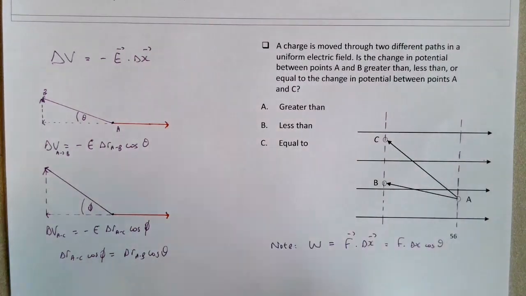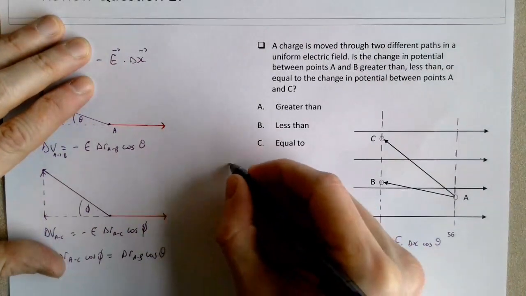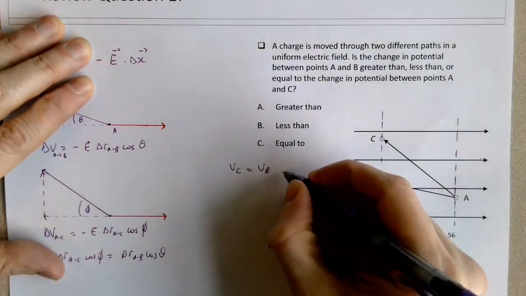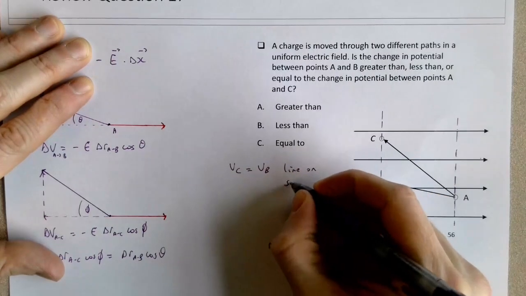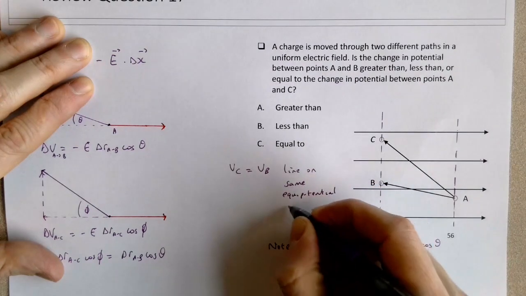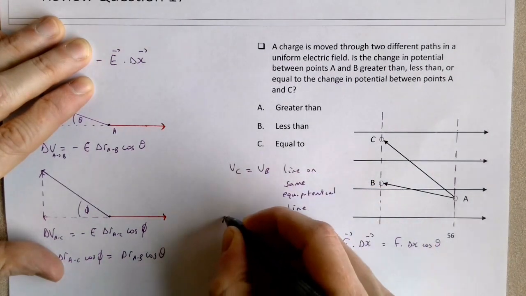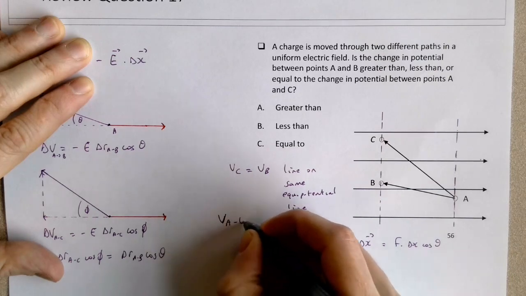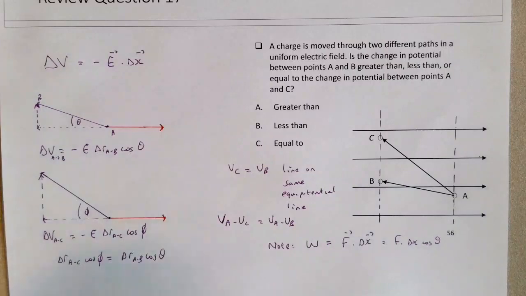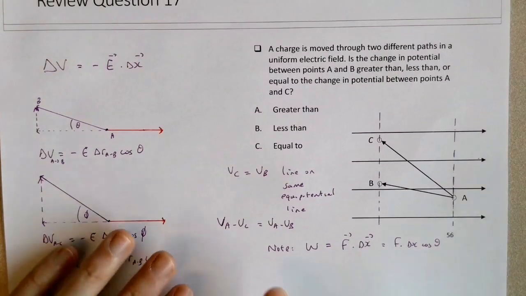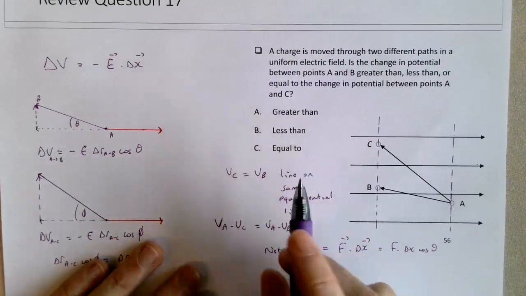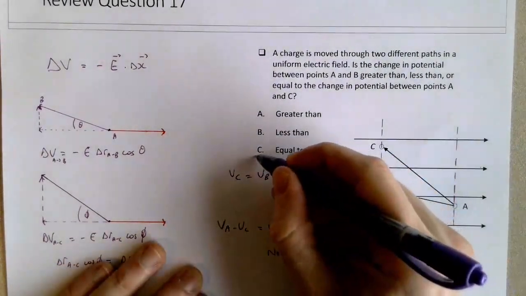So I could state that VC equals VB, because they lie on the same equipotential line, which means that VA minus VC is equal to VA minus VB, and vice versa: VC minus VA is equal to VB minus VA. So the change in potential between the two points is definitely equal to each other.